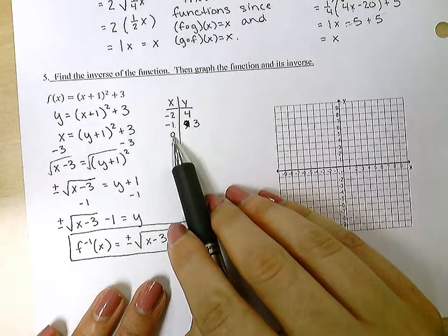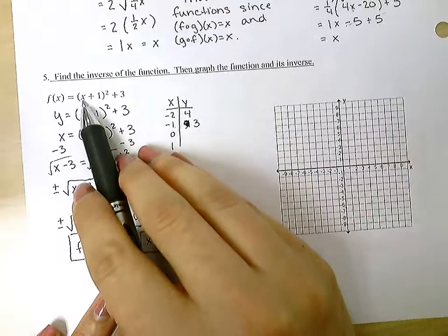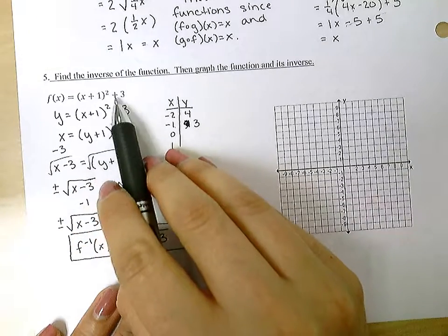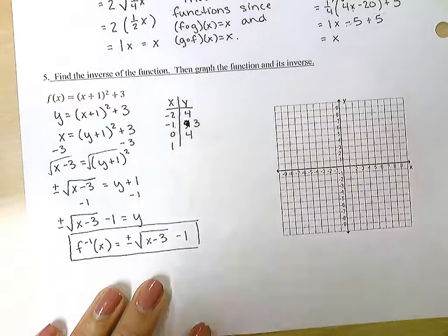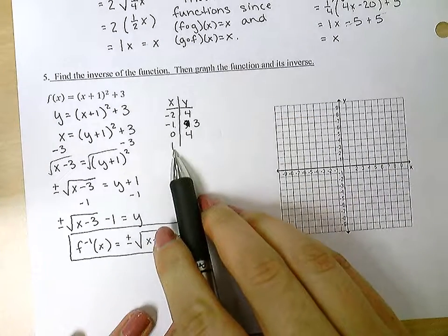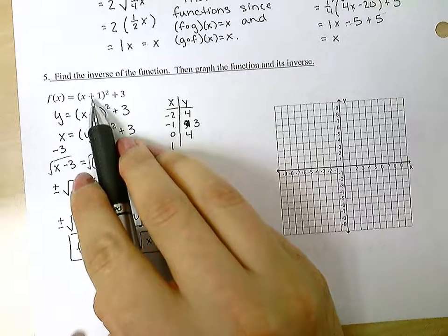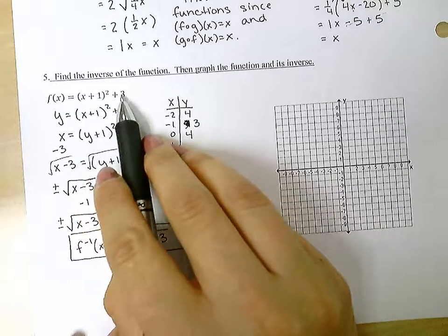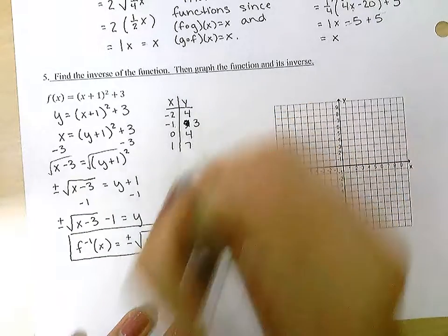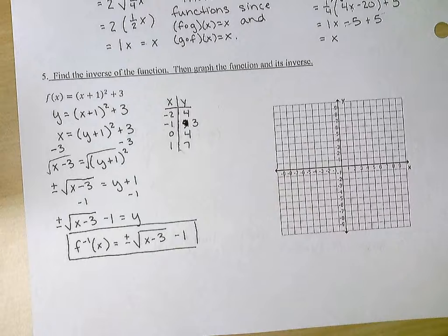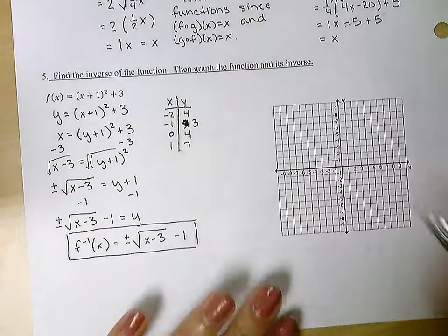Then plugging in 0 for x. Okay, so I have 1 squared is just 1. 1 plus 3 is 4. Okay, and then plugging in 1, we have 1 plus 1 is 2. 2 squared is 4. 4 plus 3 is 7. And if you need to write those steps out, you can write those steps out.